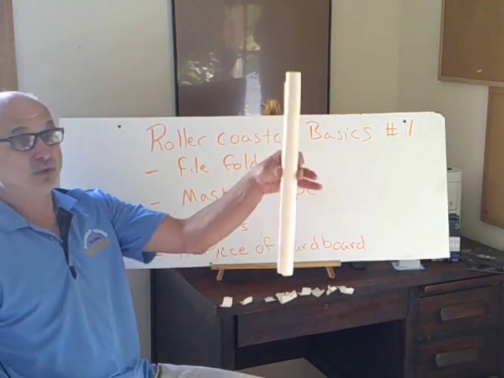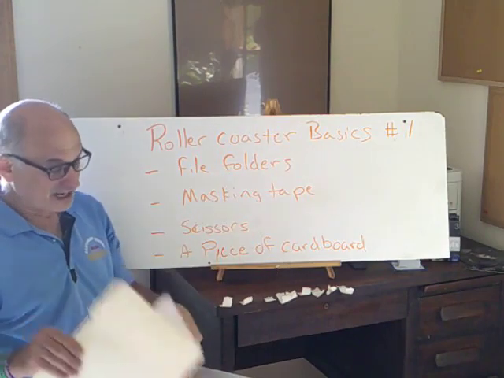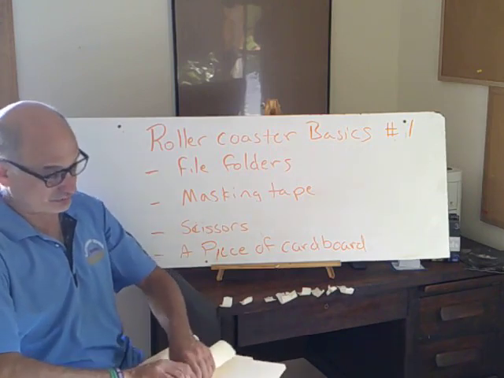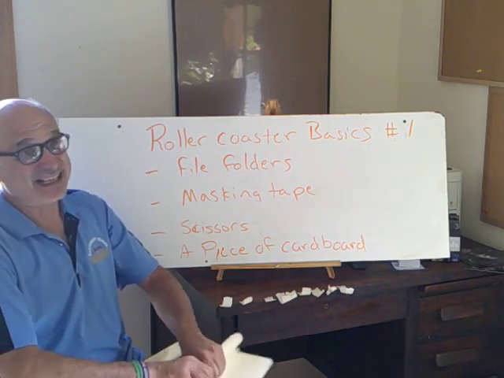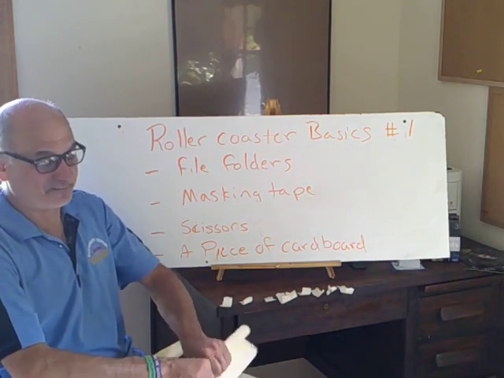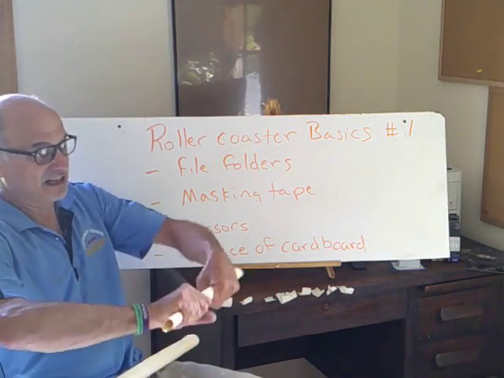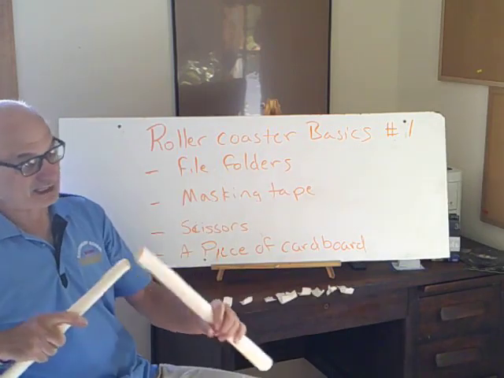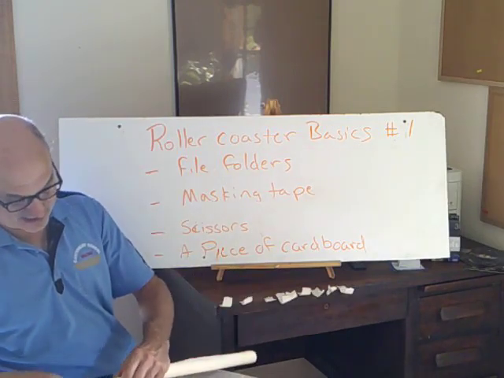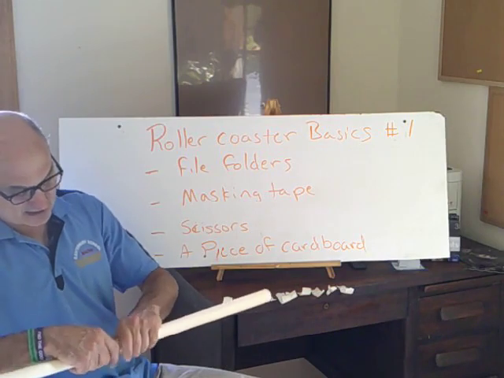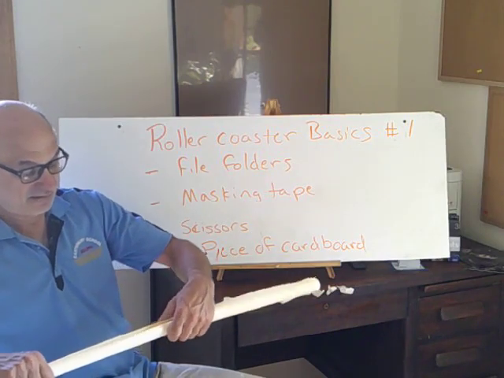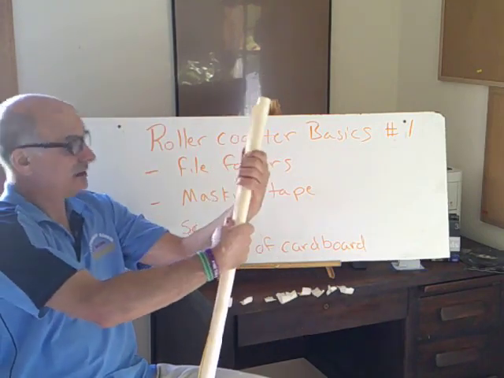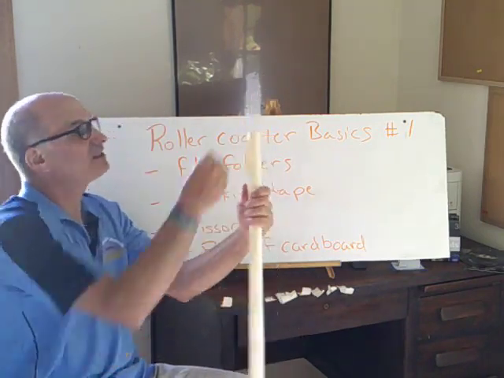So here's one tube. Now you want to make something higher. Here's the way I would do it. I would get a second file folder, and I would roll it tight, and then I would stick the end in the other end like this, and then I could tape it like this.